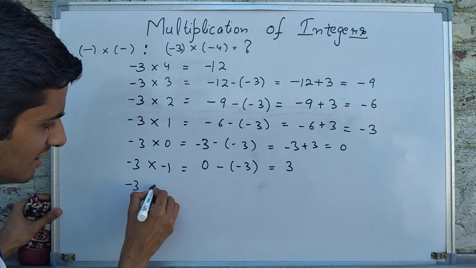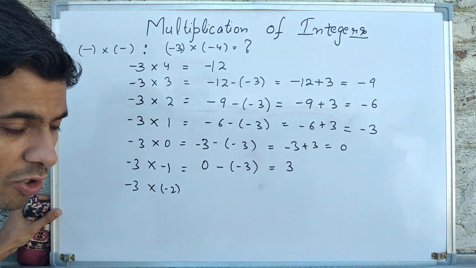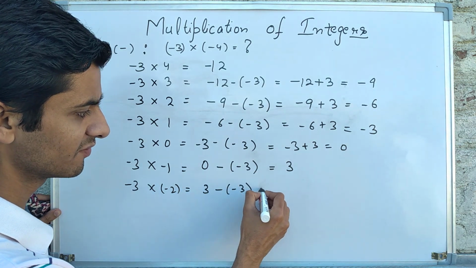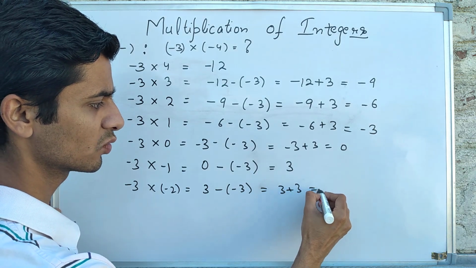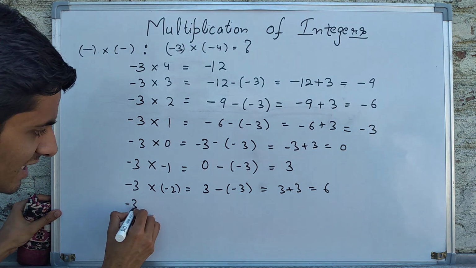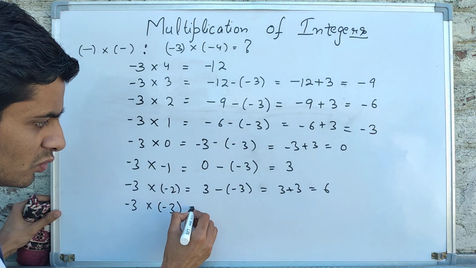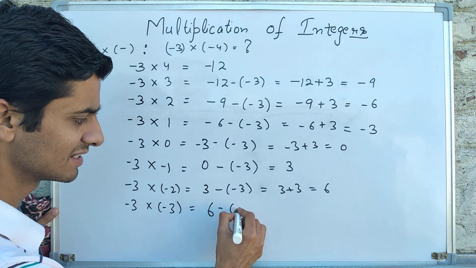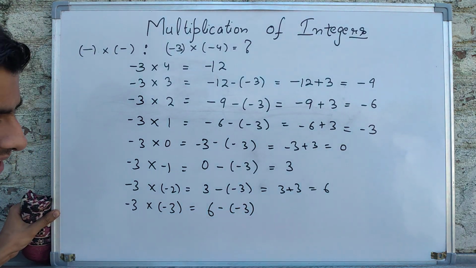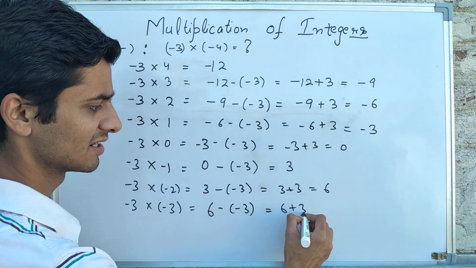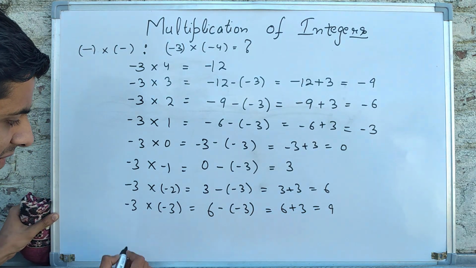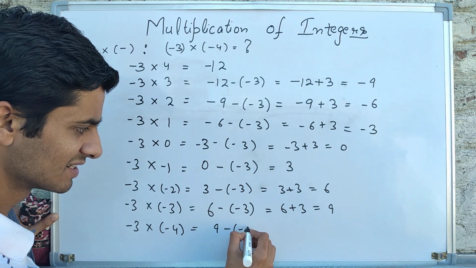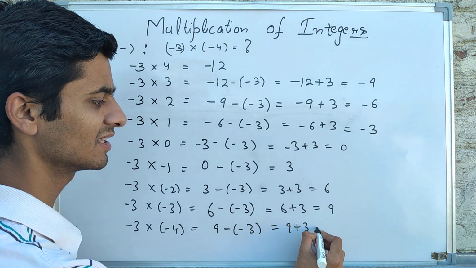And again you are going further down by one value. So 3 minus negative 3 gave you 3 plus 3 equals 6. Again you are going down by one value. So it gives you 6 minus negative 3, and you know how to move on the number line. So it gave you 6 plus 3 equal to 9. And negative 3 into negative 4 gives you 9 minus negative 3, equal to 9 plus 3, equal to 12.